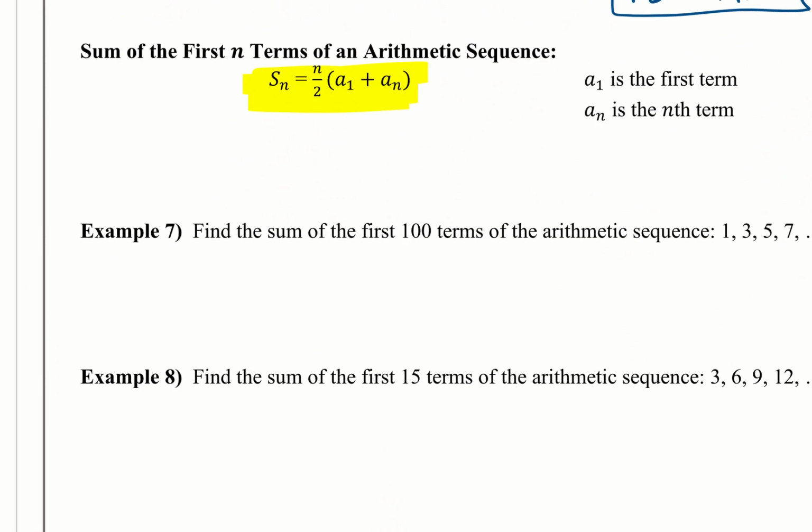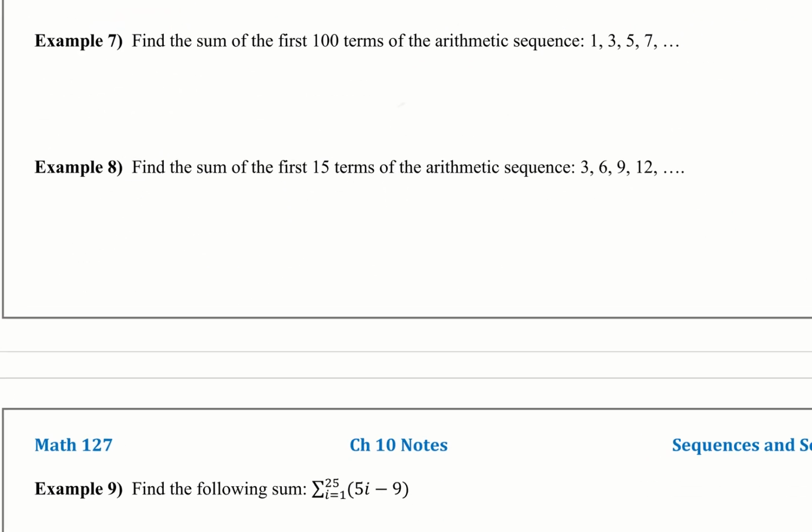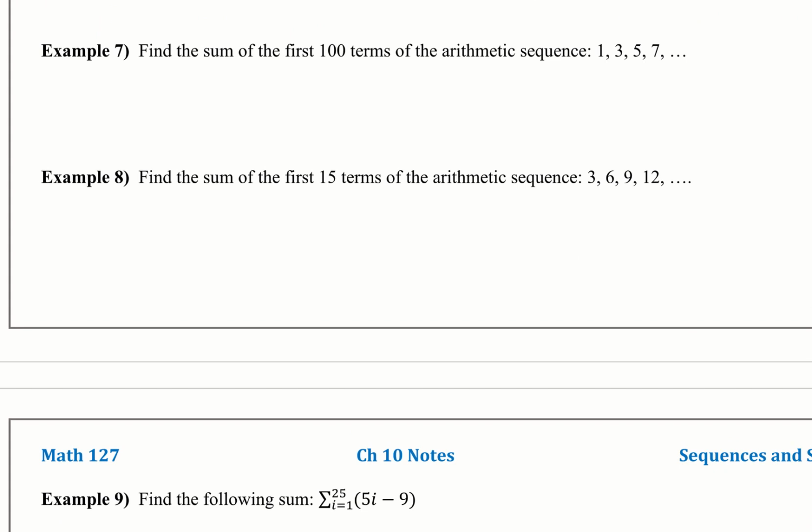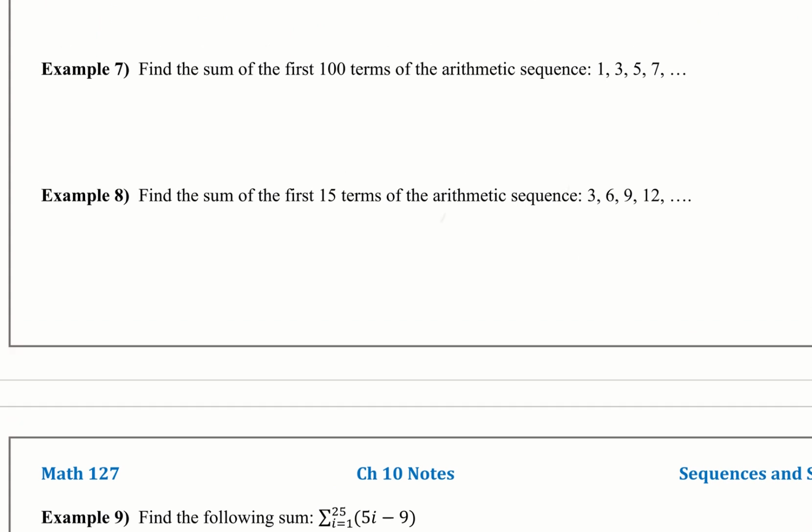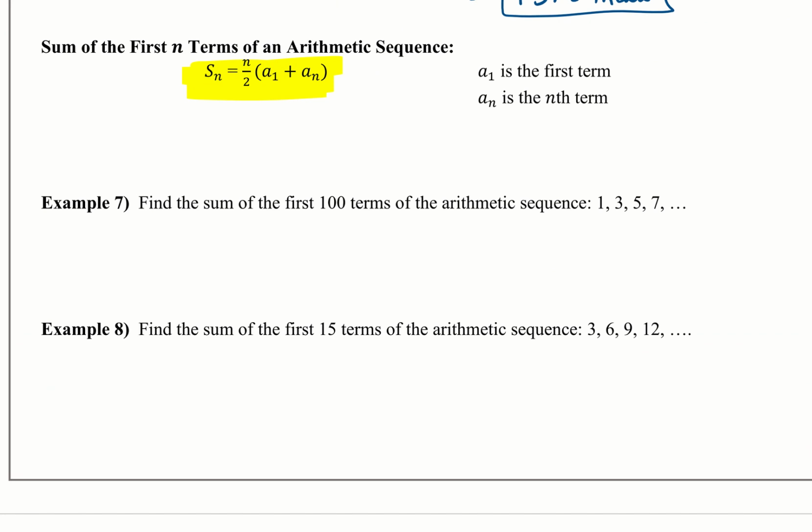But this is the sum of the first n terms of an arithmetic sequence. As a reminder, A sub 1 is the first term. A sub n is whatever term we're looking to find. So for example, on this one, we want to find the sum of the first 100 terms of this arithmetic sequence. Now, what if we tried to do this without the formula? One way to do this would be to try to list them all out. These are all these odd numbers. Imagine trying to list out all 100 of them.